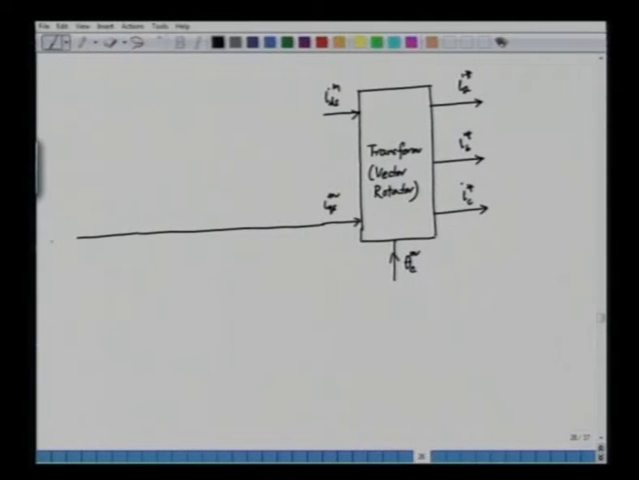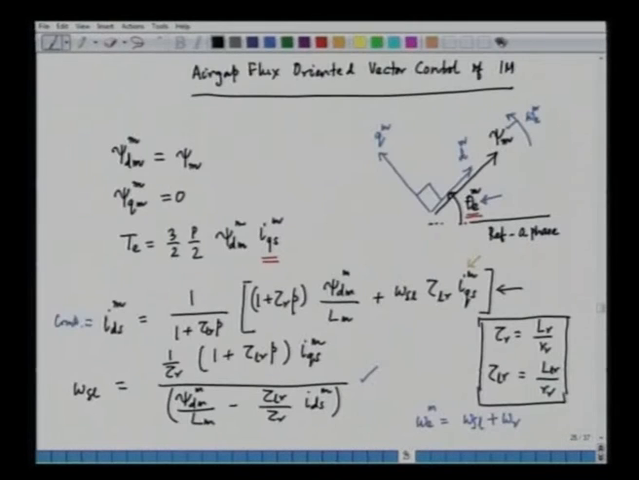So, we can obtain this IQSM, but to obtain IDSM, we have to take the help of the flux. So, we have to keep the flux constant. So, what we do here, we have psi dm, and psi dm we can divide by Lm. What we are trying to do here is essentially implement this equation. We are trying to find out IDS from this equation. So, we have to keep this psi dm constant.